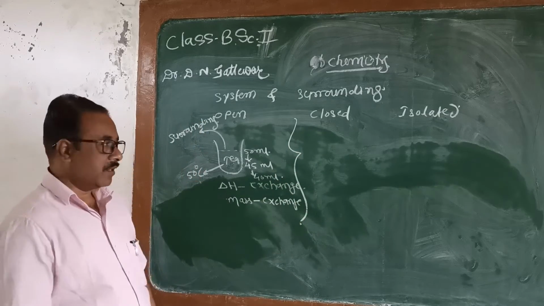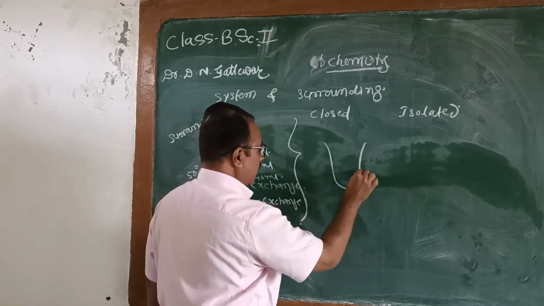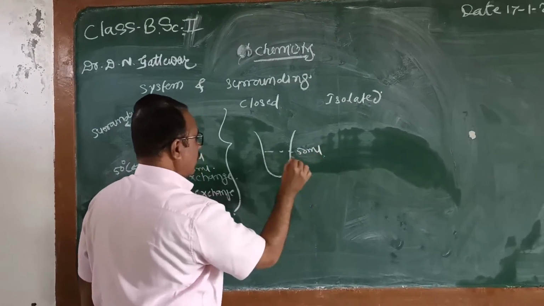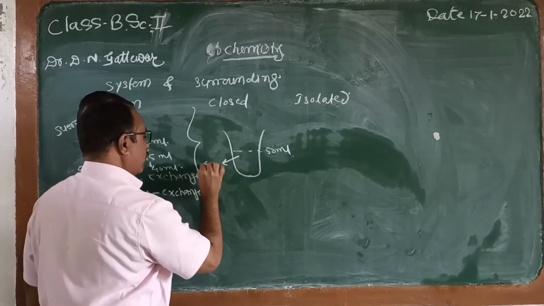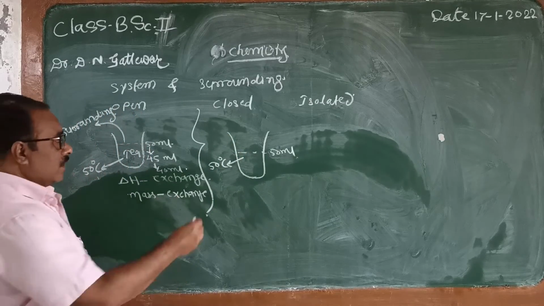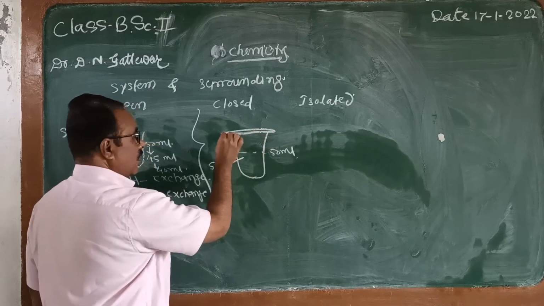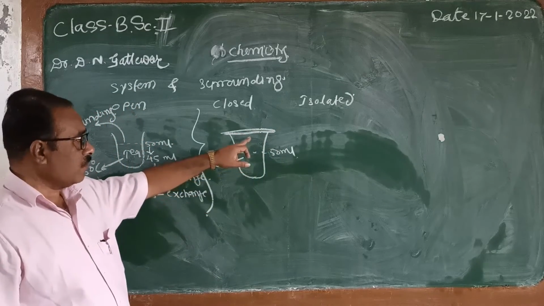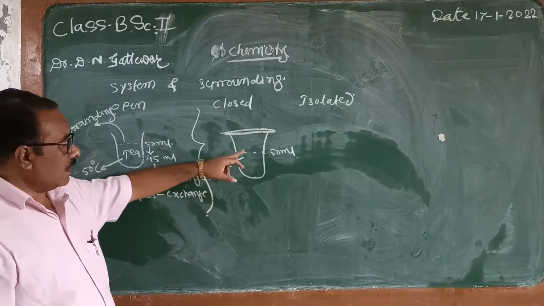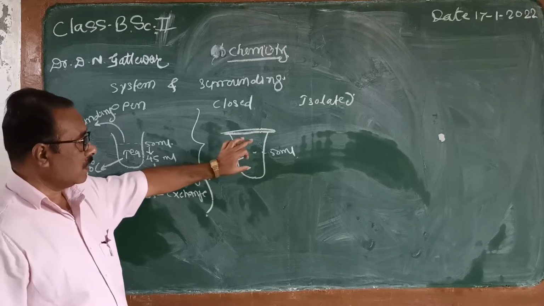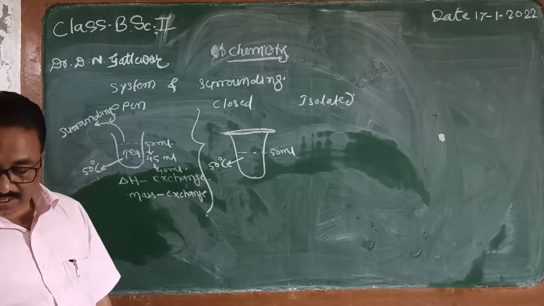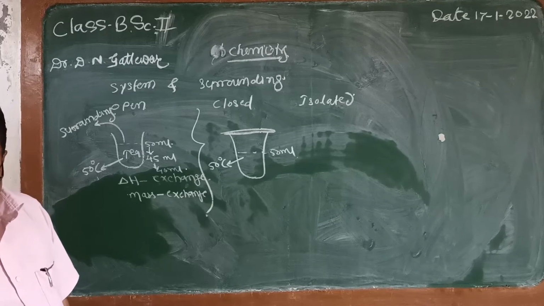Now in the case of a closed system, again take the same example here. Suppose this is the tea, with a 50 ml volume. Its temperature is, suppose, 50 degrees Celsius. Now what you have done here is cover this tea with the help of a lid. Therefore, what happened here? There is no exchange of energy with the surroundings here.